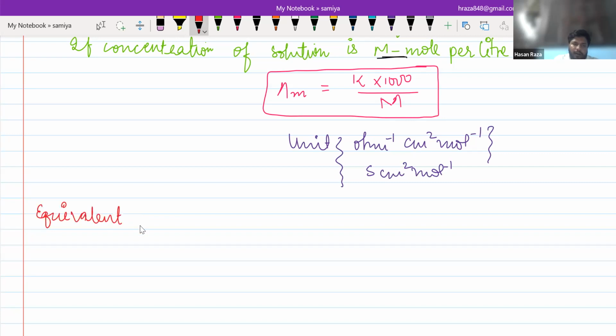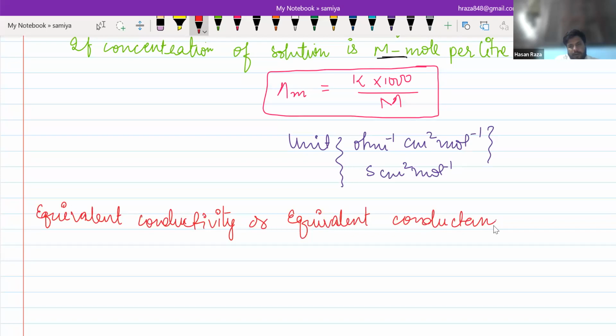So write the unit of molar conductivity, and then we will go for equivalent conductivity, or equivalent conductance. We denote it by lambda EQ. Please let me know when you are done with this.